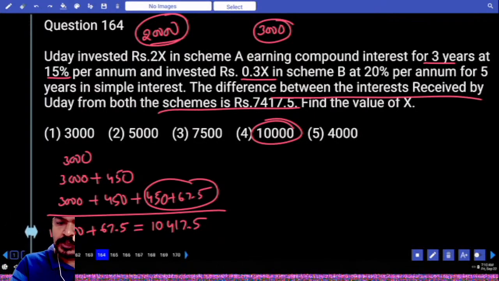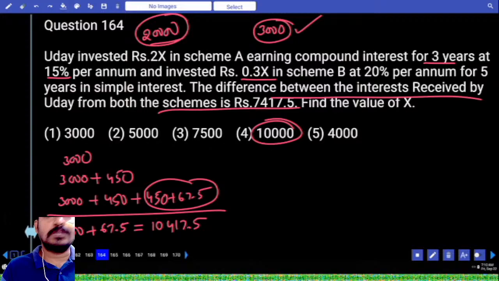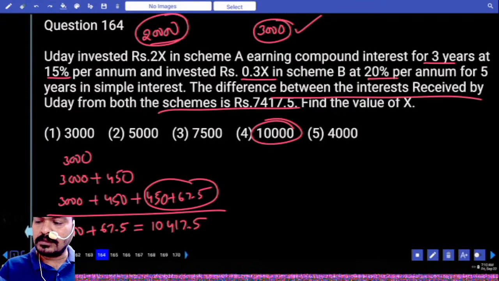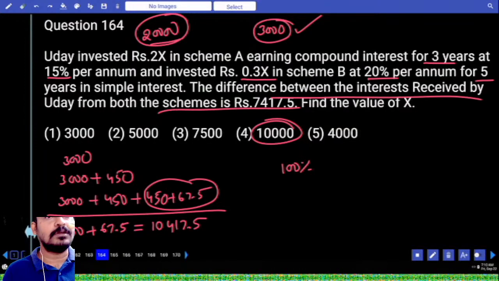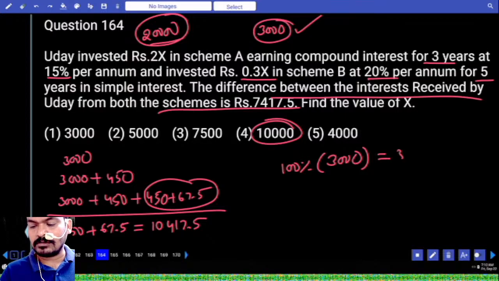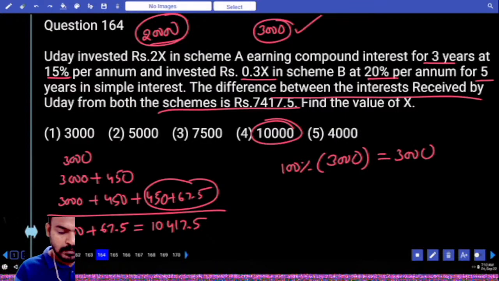What is the second case principal? 3,000. What is the rate percent? 20% for how many years? 5 years. Means interest is how much? 100%. 100% of which one? 3,000. What is 100% of 3,000? 3,000.